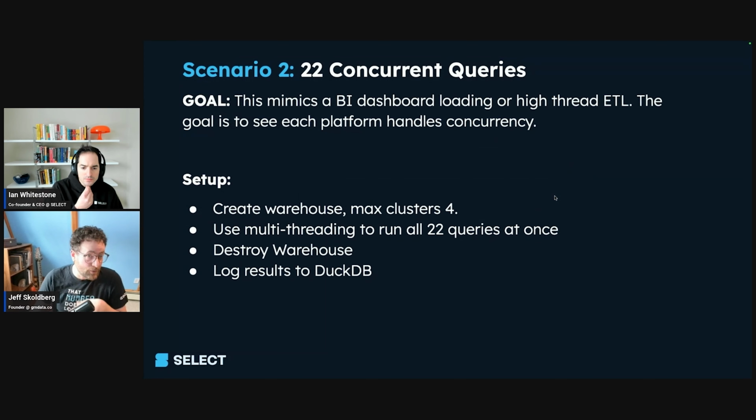Scenario 2 is the 22 concurrent queries. The purpose here is to mimic what a BI dashboard would do when it loads. Every tile on the dashboard, every filter, every drop down is sending a SQL query to that database, and it's sending it all at once. So concurrency is really important. This also happens in ETL. If you follow our advice, Ian and I will preach to set 16 threads on dbt, for example.